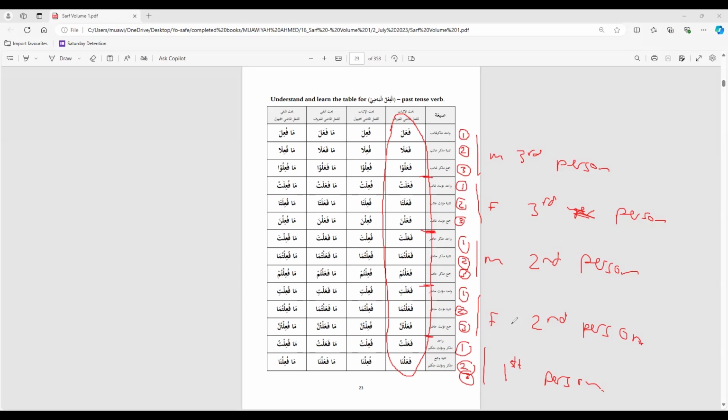فَعَلَ فَعَلَا فَعَلُوا فَعَلَتْ فَعَلَتَا فَعَلْنَا فَعَلْتَ فَعَلْتُمَا فَعَلْتُمْ فَعَلْتِ فَعَلْتُمَا فَعَلْتُنَّ فَعَلْتُ فَعَلْنَا.